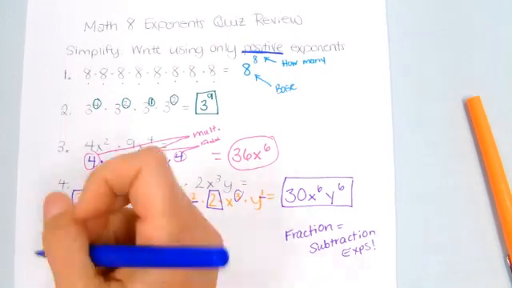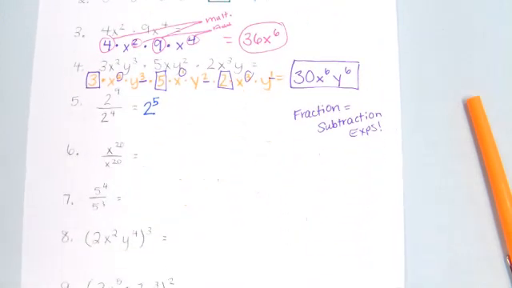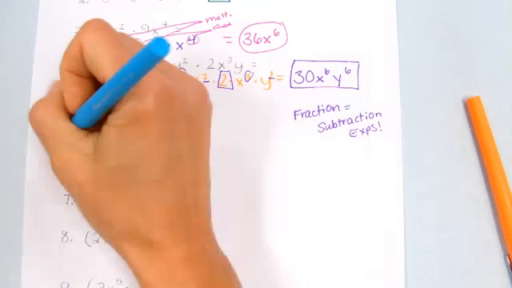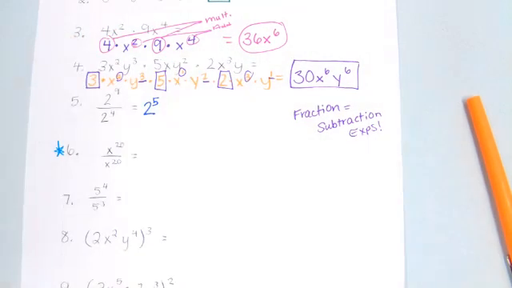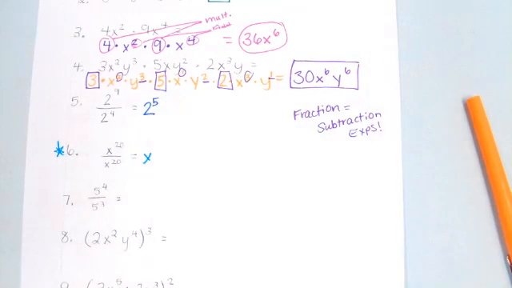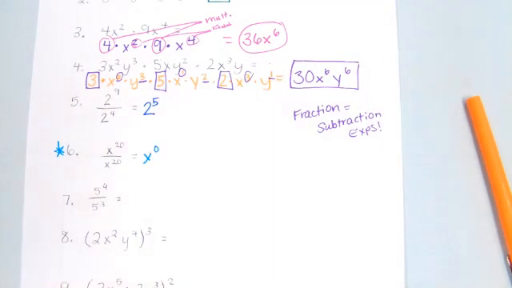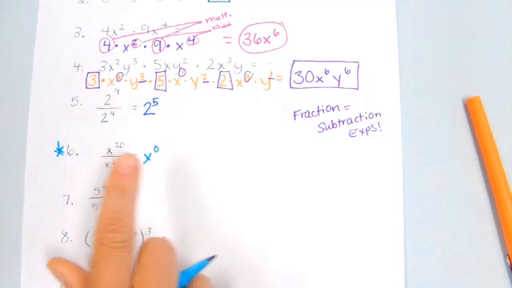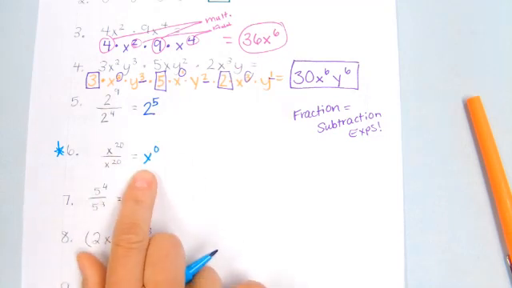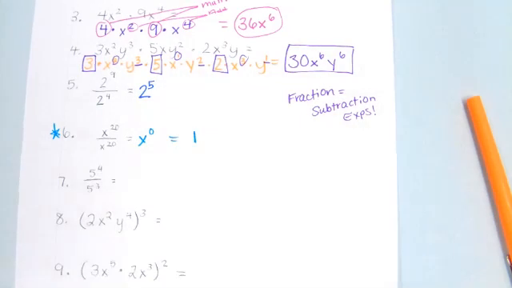Okay, put a star by number 6. There will be a question like this. Do not get it wrong. Put a star. Okay, do I keep the base of x? If I subtract 20 minus 20, what do I get? 0. That is not the answer. Yesterday we learned the answer. Anything to the 0 power is what? The answer is 1. They're going to try and trick you.